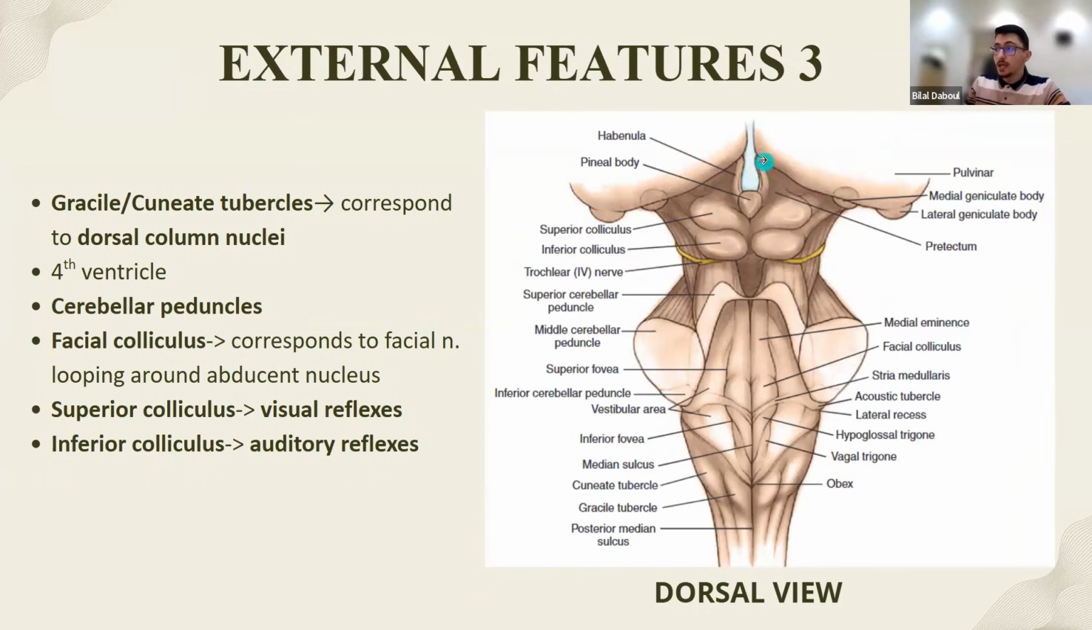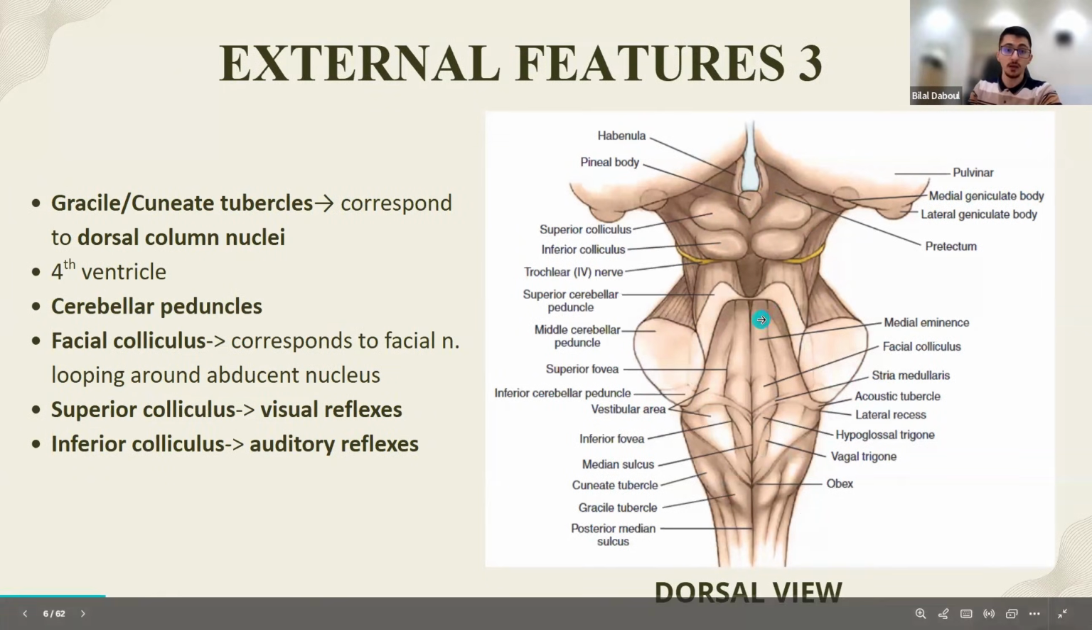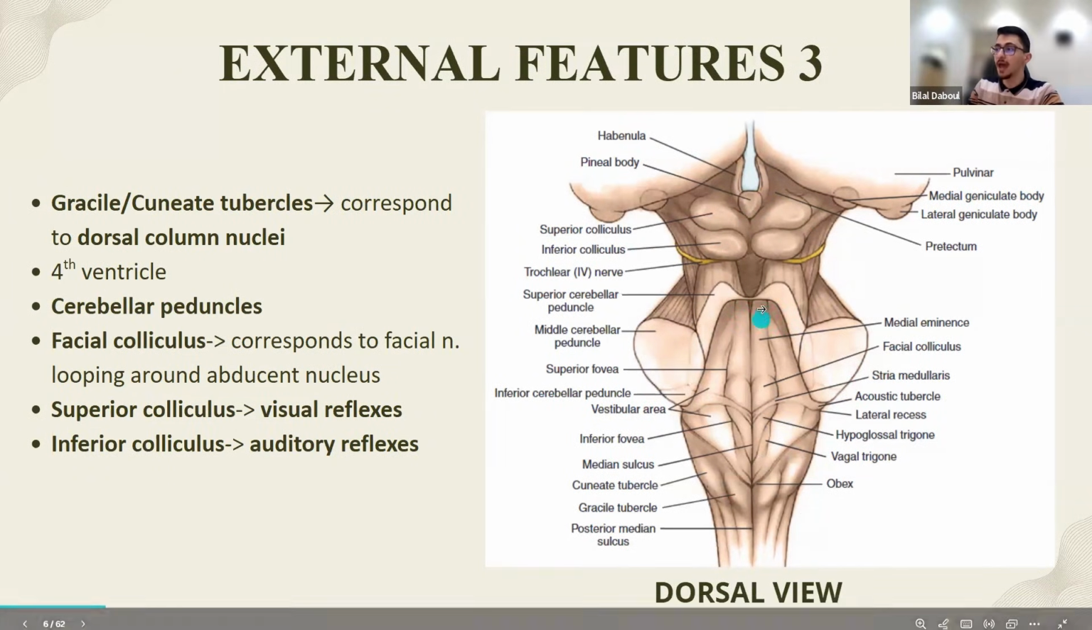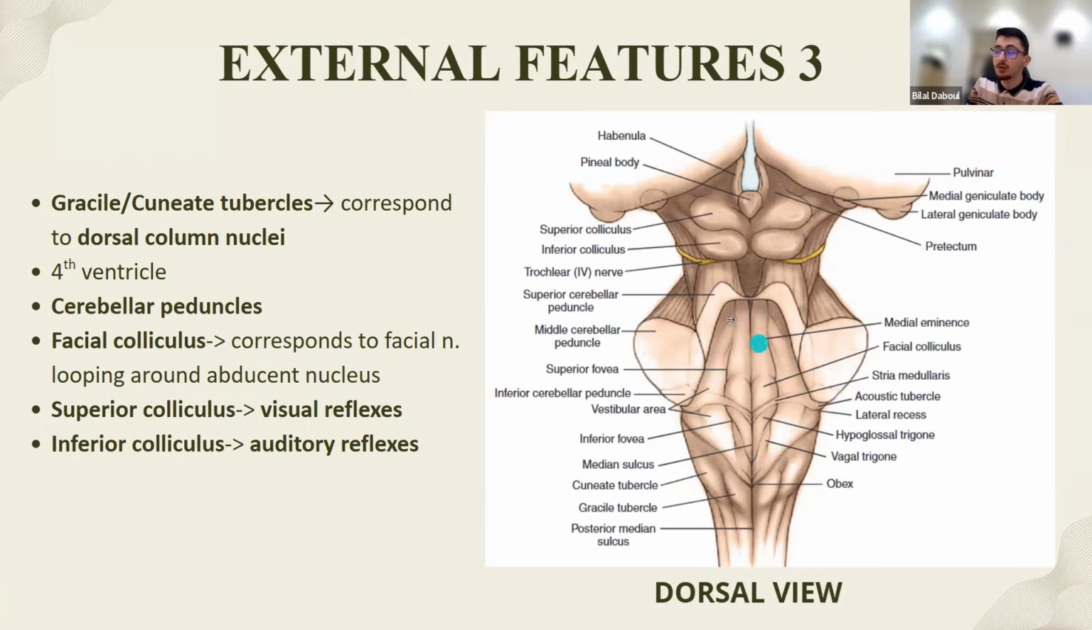For external features 3, when you're looking at a dorsal view of the brainstem, so you're looking at the brainstem from behind, the cerebellum is reflected, like it's removed, and you're looking at this diamond-shaped cavity. It's very unique. It's the fourth ventricle. The fourth ventricle corresponds to the medulla and the pons. So I'll start from the lowermost aspect. Again, most inferior, you have the medulla. Then superior to it, you have the pons. And then finally, you have the midbrain, the most superior part of the brainstem.